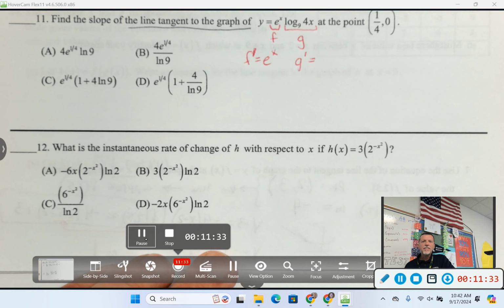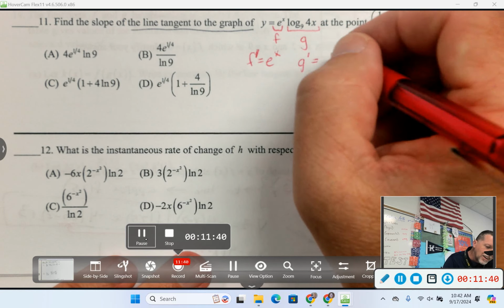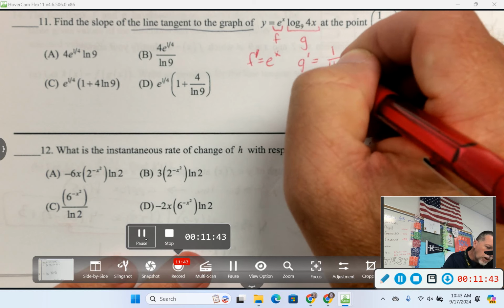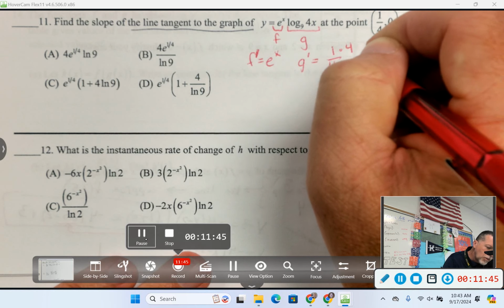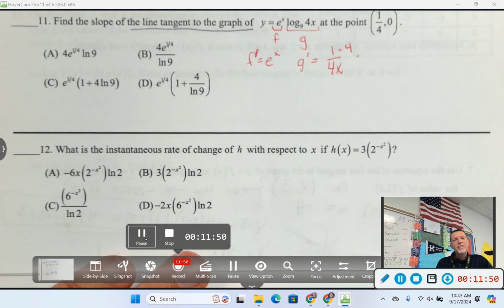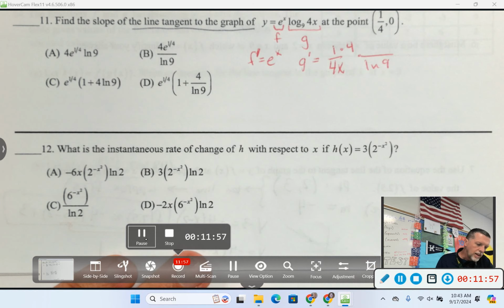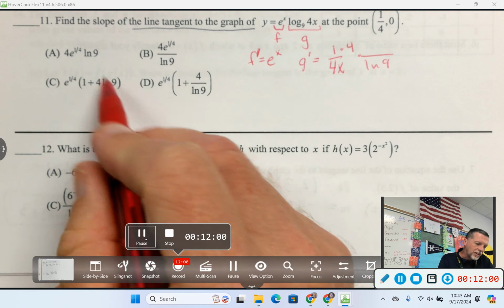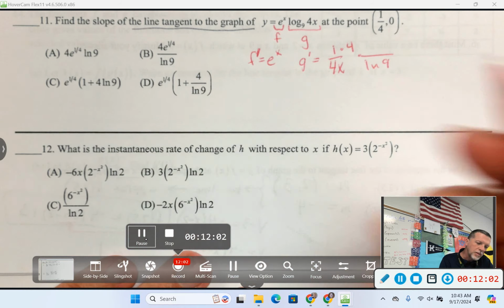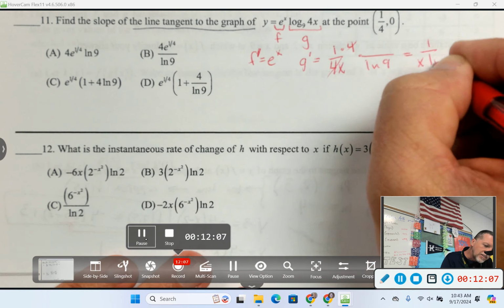Alright, derivative of e to the x is e to the x. That's the easy one. Oh, derivative of a log base, not e here. So 1 over 4x times 4. Where does the natural log 9 go? Top or bottom? Bottom. And you look at your answer choices, that's the issue. There's some in the top and there's some in the bottom. 4's cancel out, so that's 1 over x natural log 9.